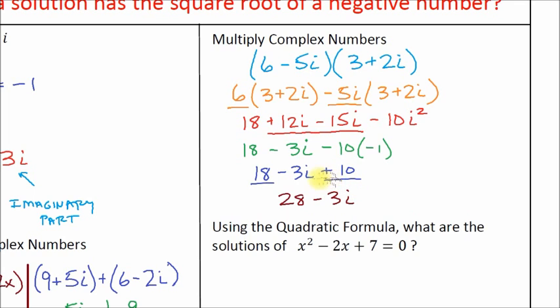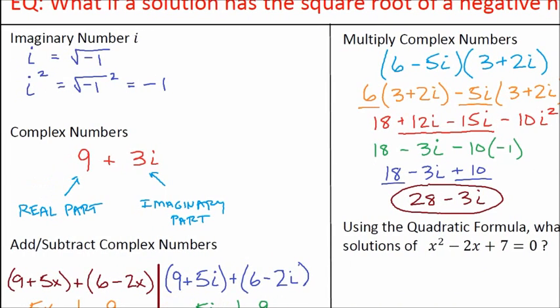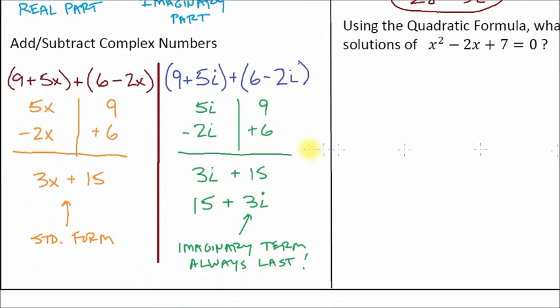So this looks exactly the same as multiplying two binomials. The only thing is that when you get i squared, you can change that to negative 1, and then you can do a little bit more simplification. On our previous part, let's go back to this part. Let's at least circle our final answers.